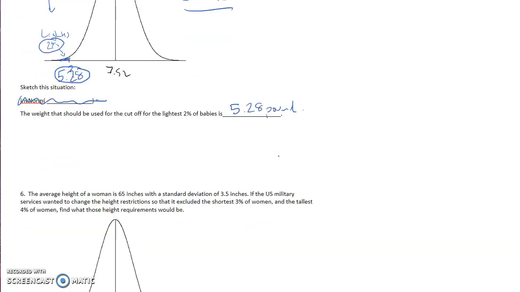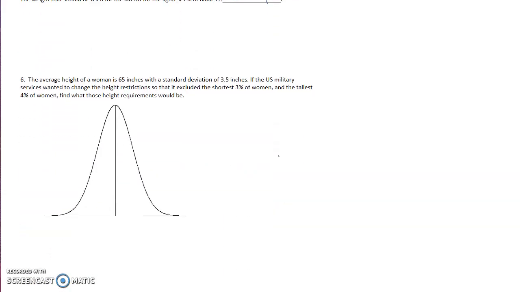All right, let's take a look at another one. It says the average height of women is 65 inches with a standard deviation of 3.5 inches. If the U.S. military services wanted to change the height restrictions so that it excluded the shortest 3% of women and the tallest 4% of women, what would those height requirements be?